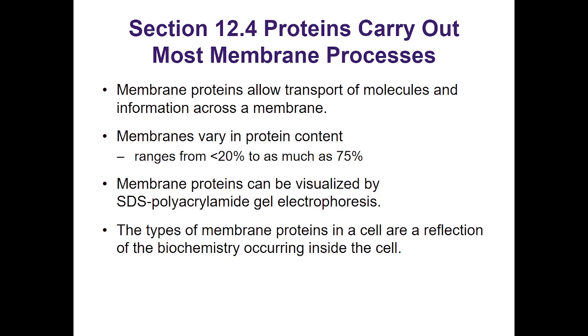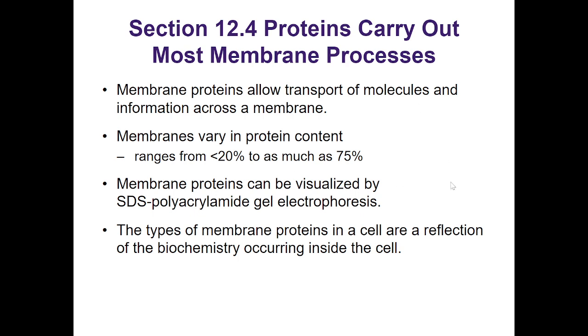So proteins carry out most of your membrane processes. The membrane proteins will allow your transport of molecules and information across your membrane. You're all probably pretty familiar with this. This tends to be what biology concentrates on when they concentrate on something with the membrane. The membranes vary in protein content. This can range from less than 20% to as much as 75% protein, which is quite something, right? What a range.